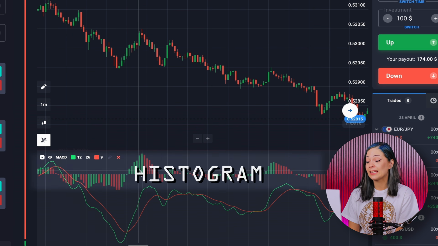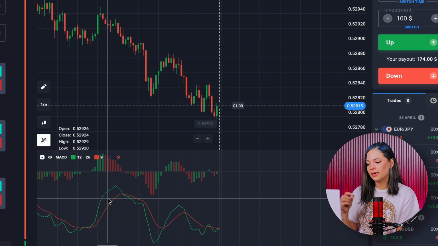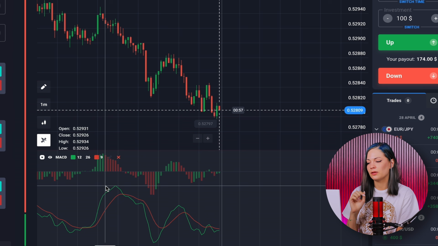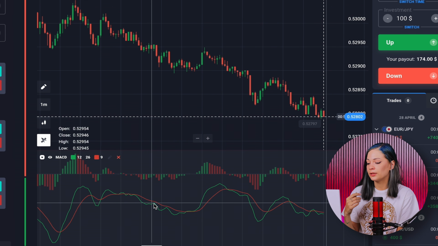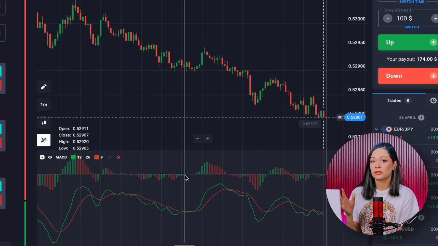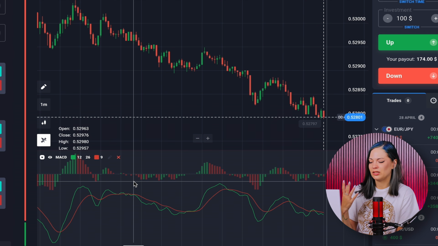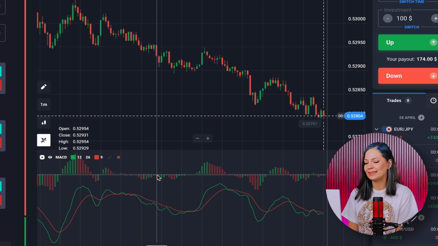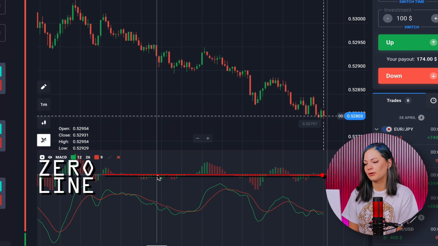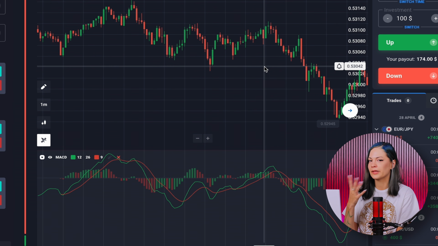And the 2 last elements are the histogram, which basically shows the correlation between the green and the red line. The bigger the difference between them, the higher the histogram is going to grow. If the difference between them is really small, the histogram is going to get smaller. Basically, in most cases, you don't really need the histogram. The most important thing is the 4th element, the line of 0. This is the center of the histogram. And it makes a lot of sense for you to understand when you need or don't need to enter into a deal. Let me explain.